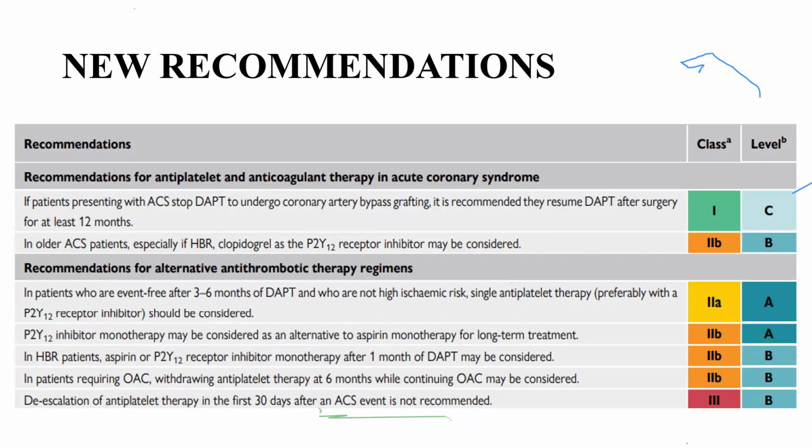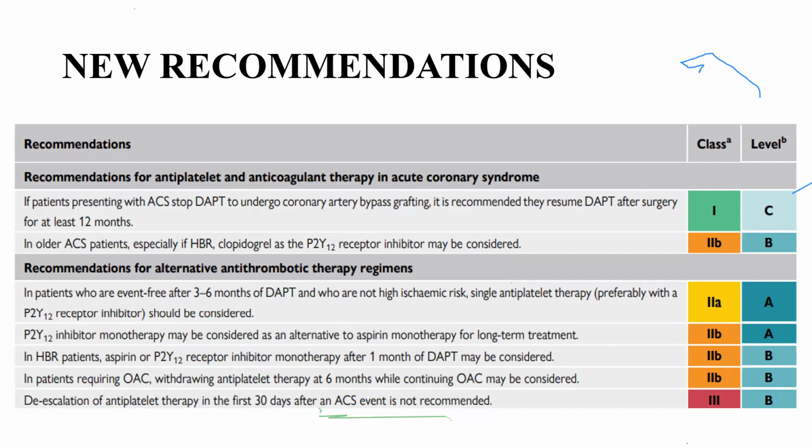Now, in terms of alternative antithrombotic therapy regimens, what are the recommendations? If your patient is event-free after 3 to 6 months on dual antiplatelet therapy, and they are not at high ischemic risk, then a single antiplatelet therapy, preferably with a P2Y12 receptor inhibitor, should be considered, and that's a class 2A. So like I said, most recommendations previously was 12 months of dual antiplatelet therapy, unless there are contraindications, with a minimum of 6 months.